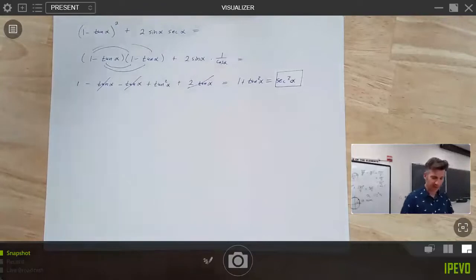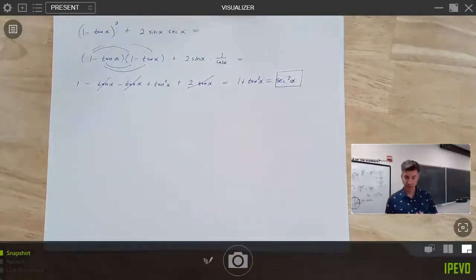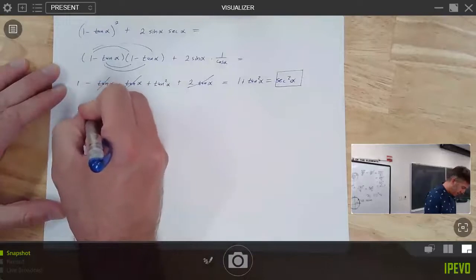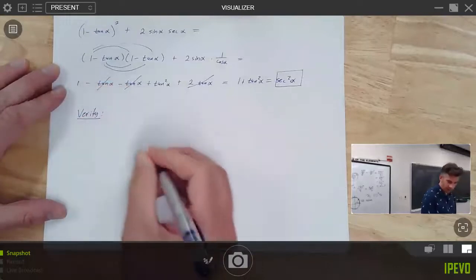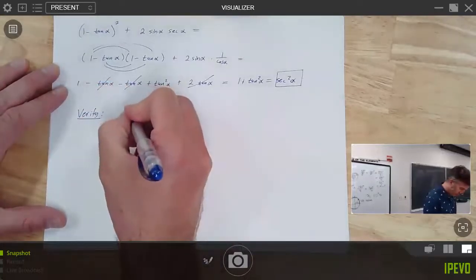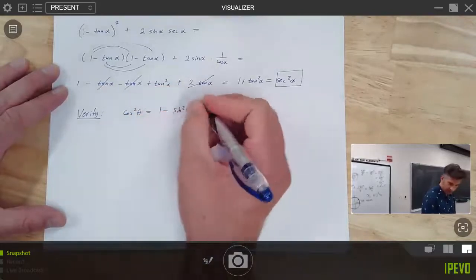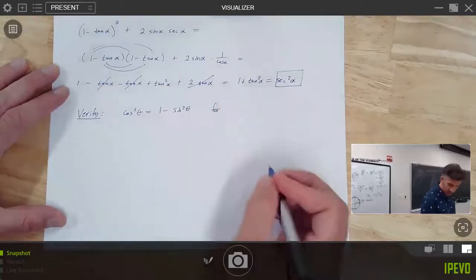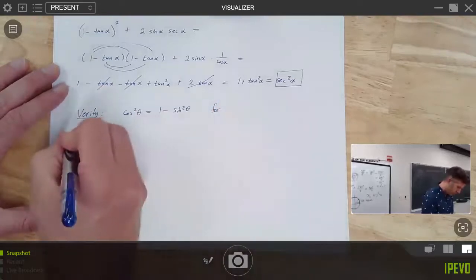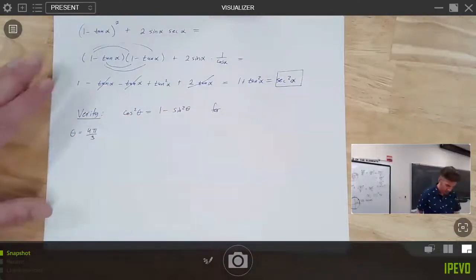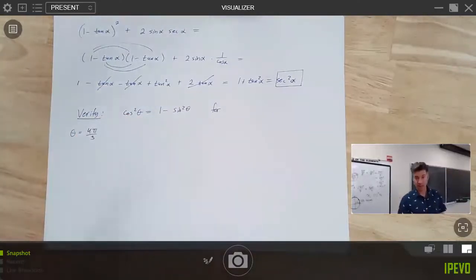Okay, so that's it as far as using the trig identities we know to simplify trigonometric expressions, but then we also might verify some trig identities. So let's verify that cosine squared theta equals 1 minus sine squared theta for the following angles. First, we'll do it for theta equal to 4 pi over 3. It might help to remember the reference angle and the quadrant.